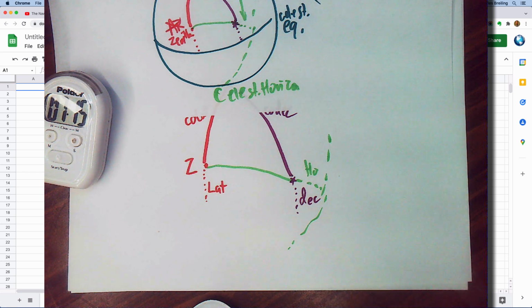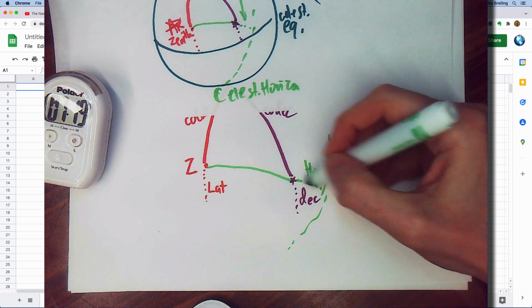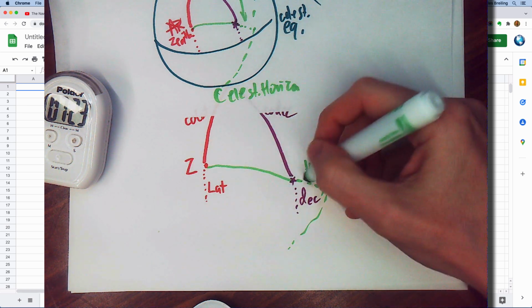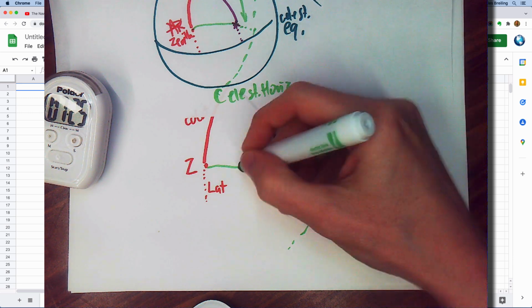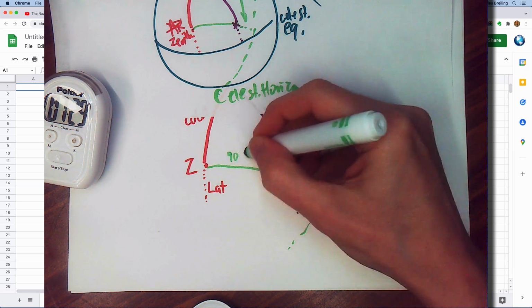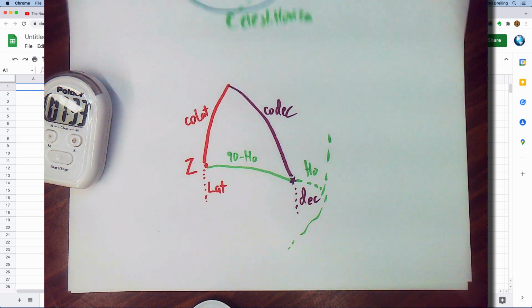But we want to focus in on our sextant reading. And so that's going to be over here, our H sub O. But I'm going to actually take the complement of that. So I'm just going to say 90 minus H sub O. That's going to be the green.